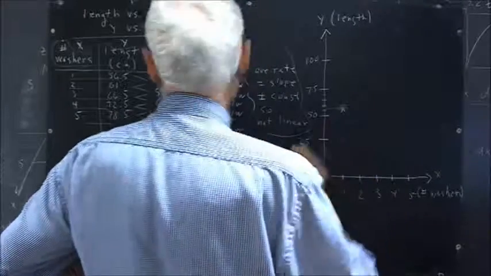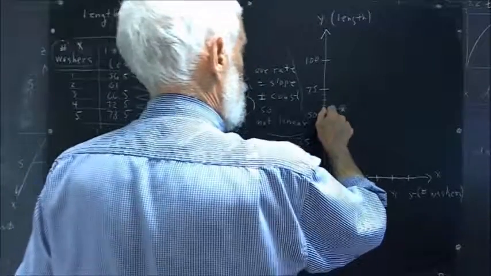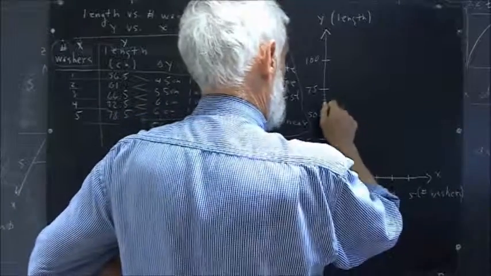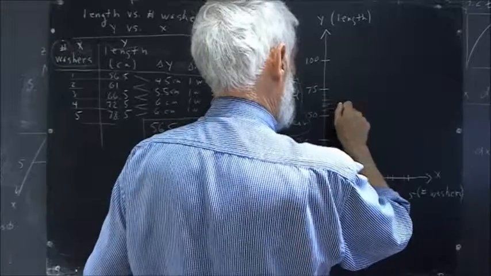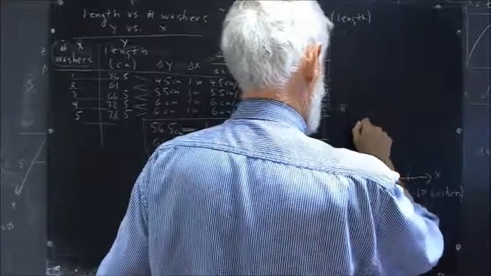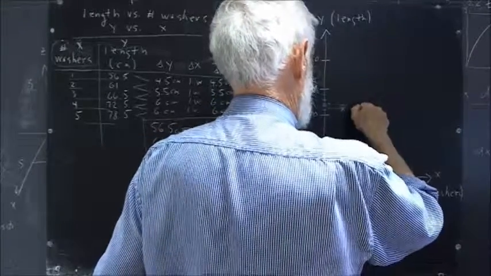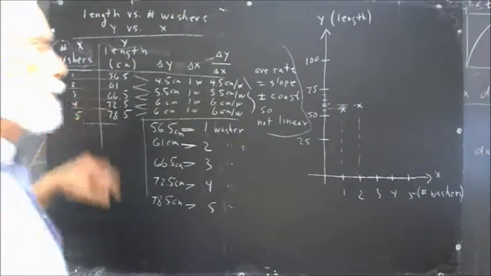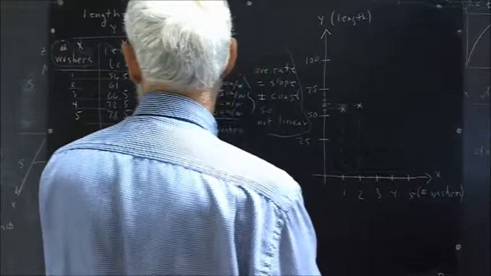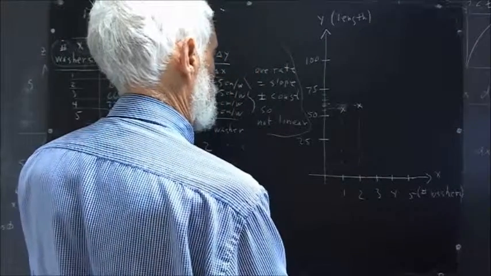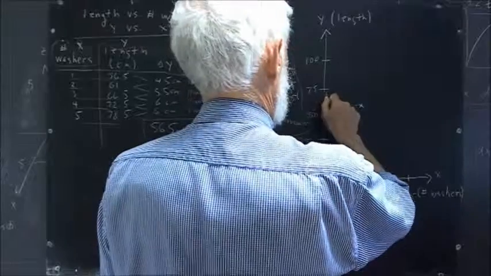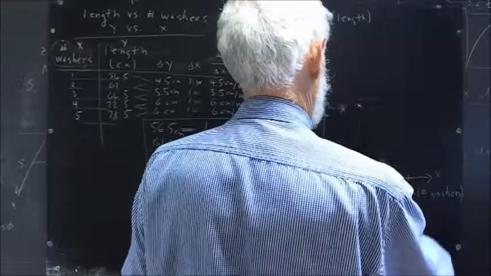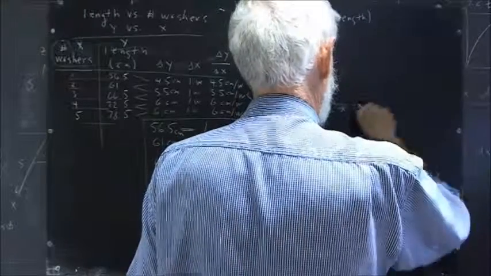Okay, then 61, this would be 55, here's 60, 61 would be here, and that would correspond to 2 washers. So we have a point here. Then 66.5 would be about here. That would correspond to 3 washers.